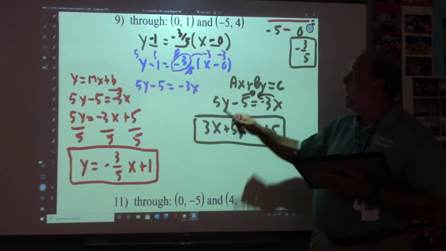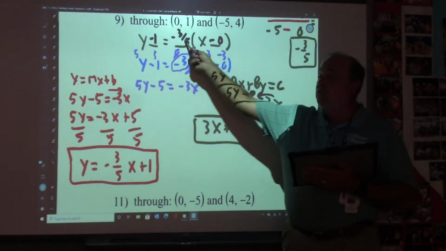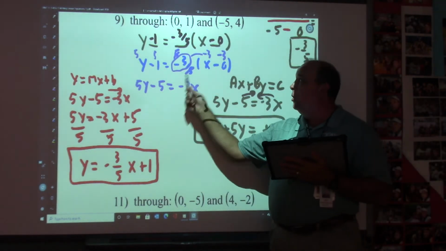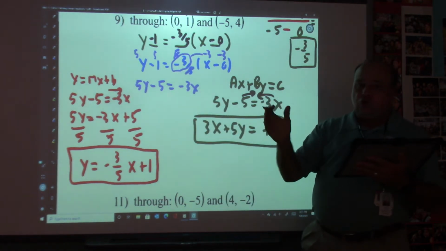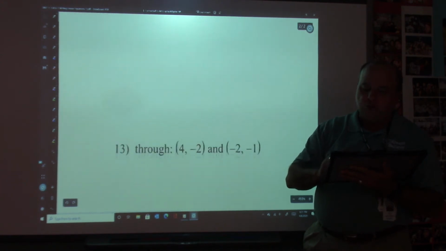Oh, this is probably one of the harder problems because you have a fractional slope. If you have a fractional slope, you got to do this funky distribute right here. Let's do 2 more together. Let's do one without a 0.